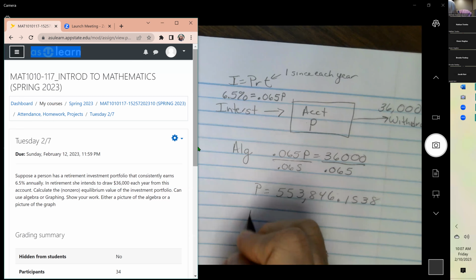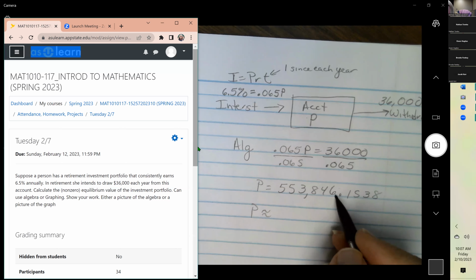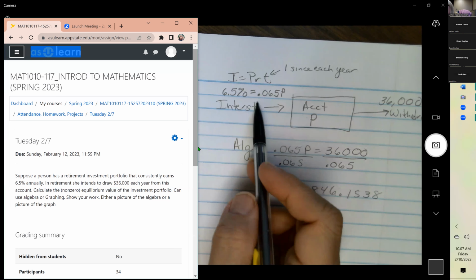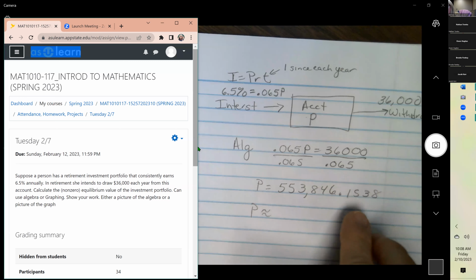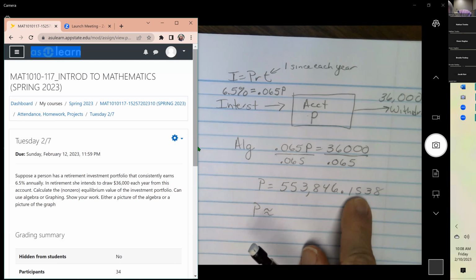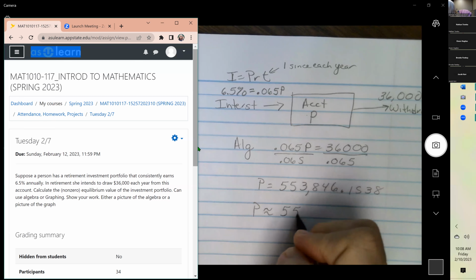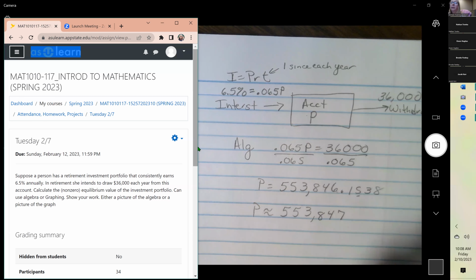Now, if we want to round to the nearest dollar, you would round up, because if we take 6.5% of this, we're going to be a little short of the 36,000. So any rounding has to round up. Even if we rounded to the nearest cent, this would have to be a 16. If it doesn't specify, it's up to you where you round, but since it's money, you don't want to go further than cents. I probably will say round properly to the nearest dollar, so it helps you remember that you should round up.